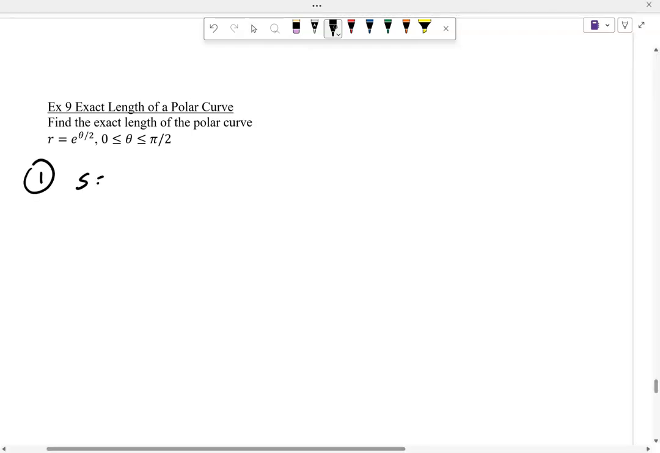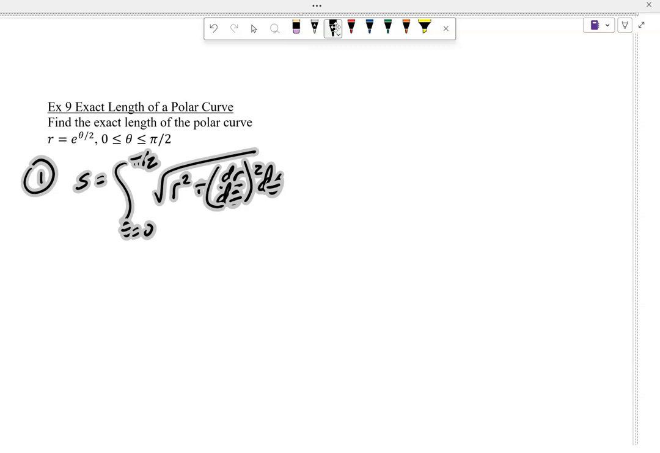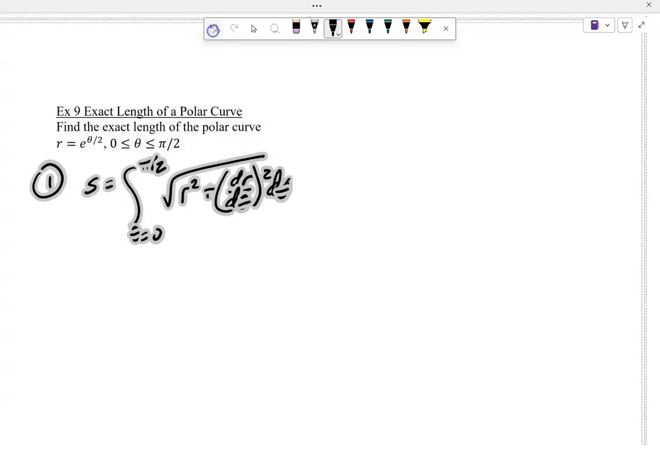Here we've got this set up. We're going from theta being 0 to pi over 2. And I'll do this, square root of r squared plus dr d theta squared, d theta. It just says, hey, go ahead and find the length of the curve from there to there. And so let's go to the side for a minute.